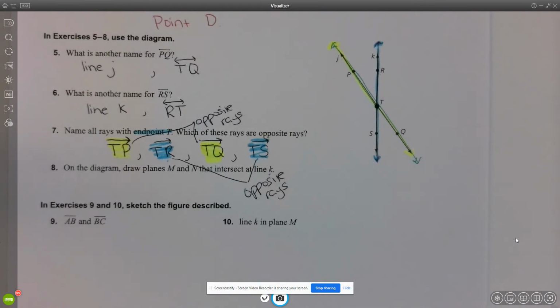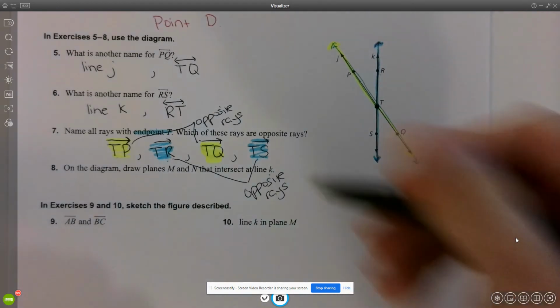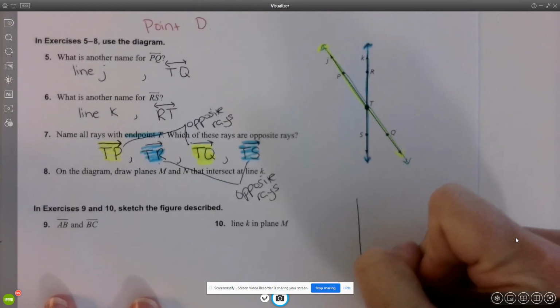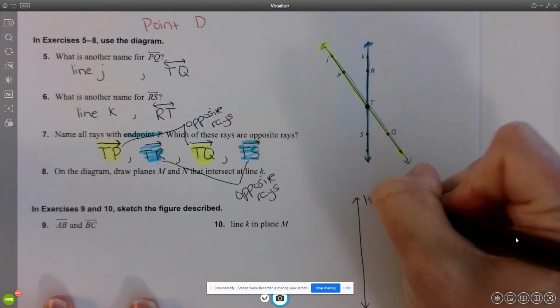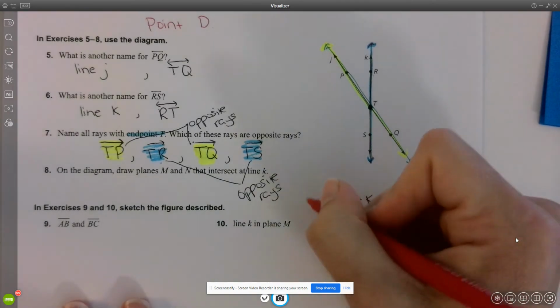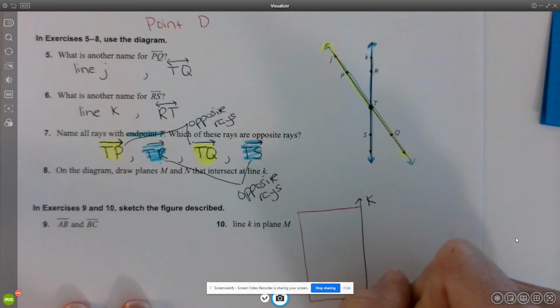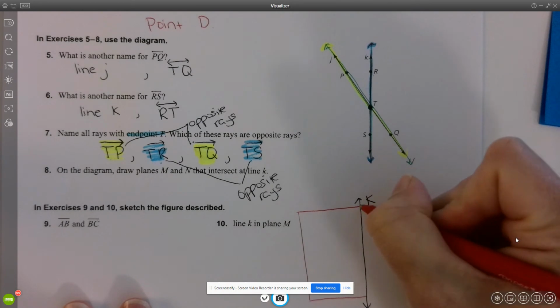Number 8, on the diagram, draw planes M and N that intersect at line K. I'm going to draw a separate picture here, just because it's going to get messy with all the different colors. So I'm going to draw line K down here. And I need to make two planes that intersect at line K. And this can be really tricky to do and hard to visualize, but I'm going to do the best I can. So I'm going to start with plane M. So I'm just going to draw plane M here, and it's going to go through line K like this.